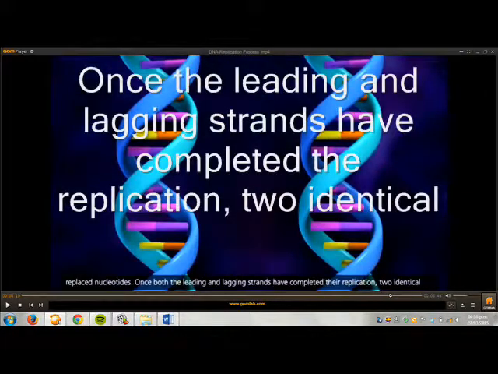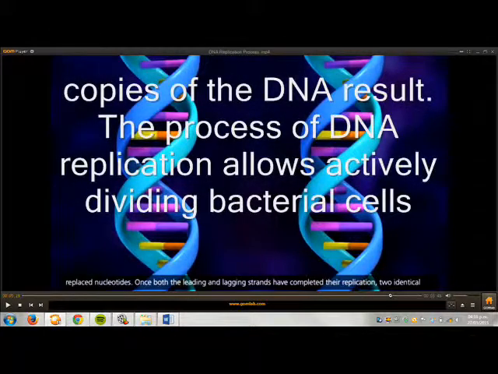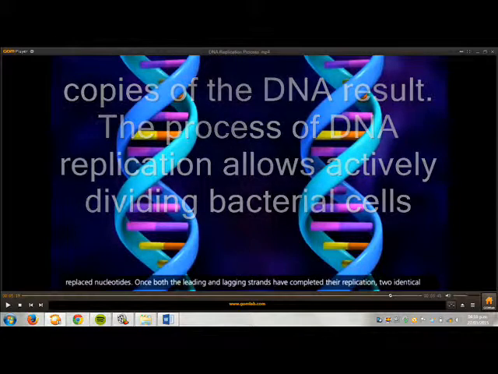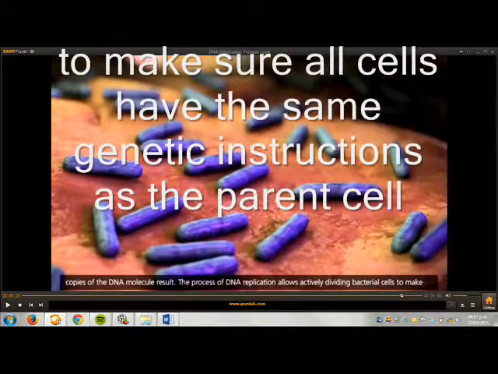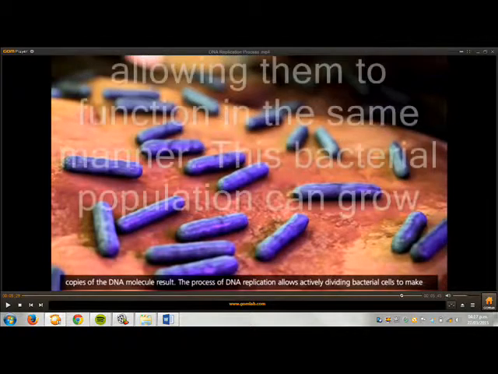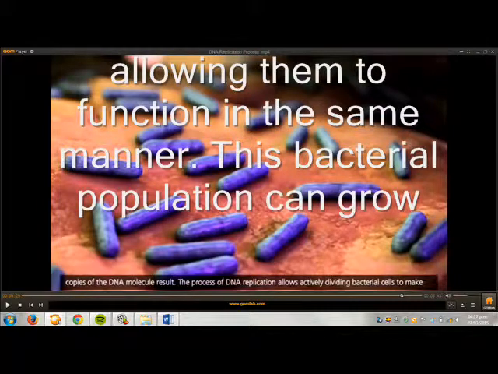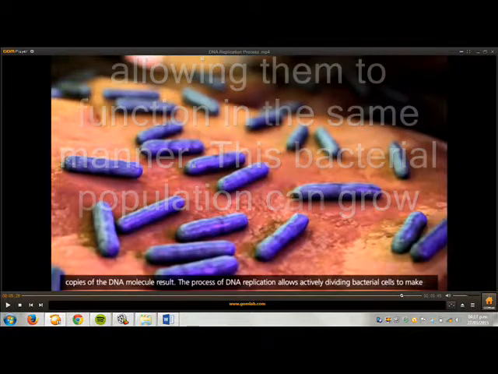Once the leading and lagging strands have completed their replication, two identical copies of the DNA result. The process of DNA replication allows actively dividing bacterial cells to make sure all cells have the same genetic instructions as the parent cell, allowing them to function in the same manner. This bacterial population can grow.